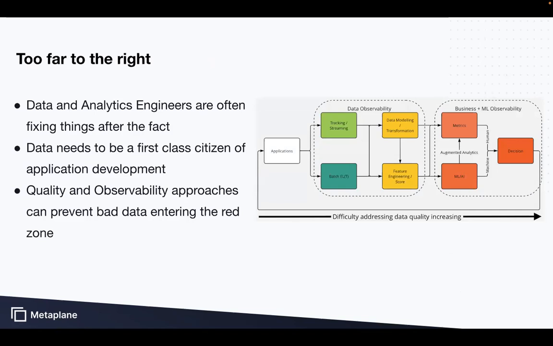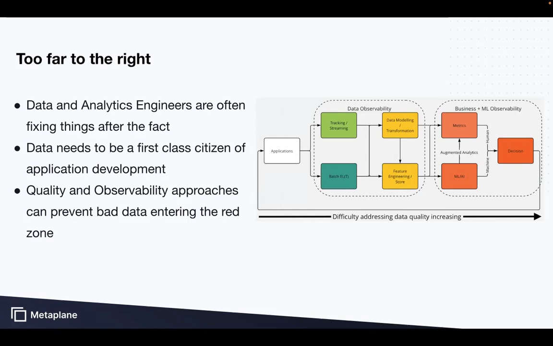And I think a huge part of that problem is traditionally data teams have operated very far to the right of this diagram, where you're really in the red zone, where the difficulty in addressing any data quality issues is much higher. If we could operate much further to the left, before data enters the hands of our stakeholders, before data is touching our applications or our products, it would be much better.